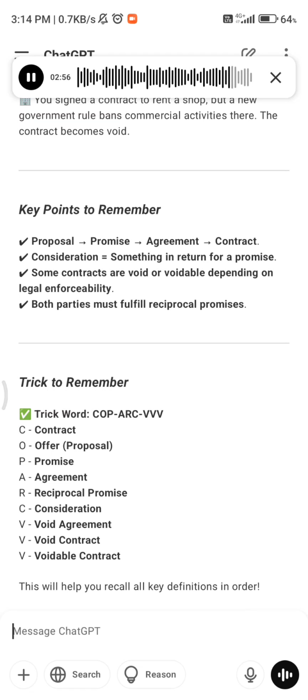Some contracts are void or voidable depending on legal enforceability. Both parties must fulfill reciprocal promises. Trick to remember: trick word, CARP. C, offer, proposal. A, R, reciprocal promise. C, consideration. V, void agreement. V, void contract. V, voidable contract. This will help you recall all key definitions in order.